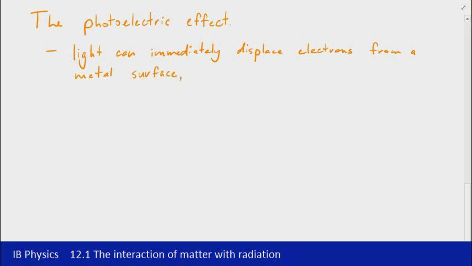So light can immediately displace electrons from a metal surface, but only when the light has a high enough frequency. So that was the first important thing to identify about the photoelectric effect.